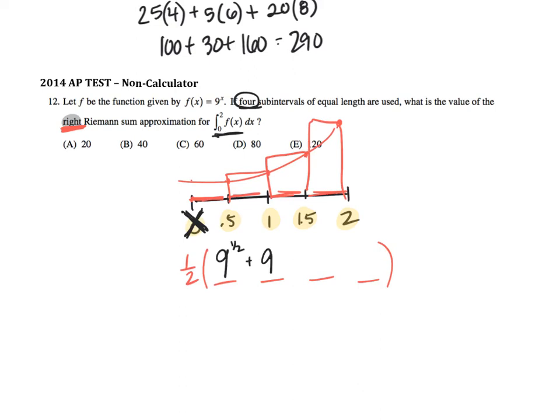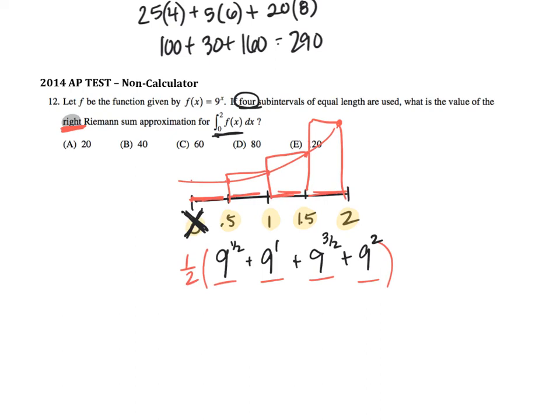I've got 9 to the next base value, which is 1, plus 9 to the next base value, which is 1.5. I'm going to say that is 3/2. And 9 to the farthest right-hand base value, because again, I'm doing a right Riemann sum, I will not use the leftmost height. And you get those heights by plugging in the x value into the function.